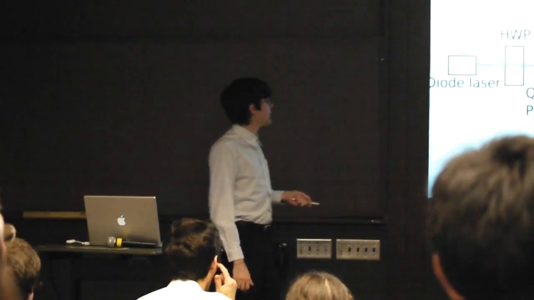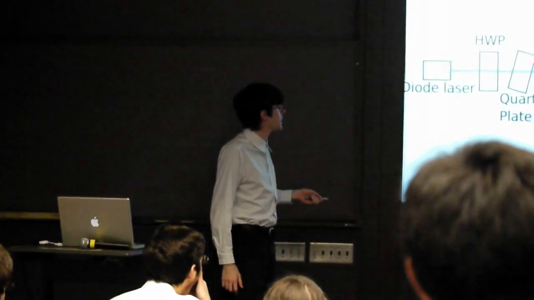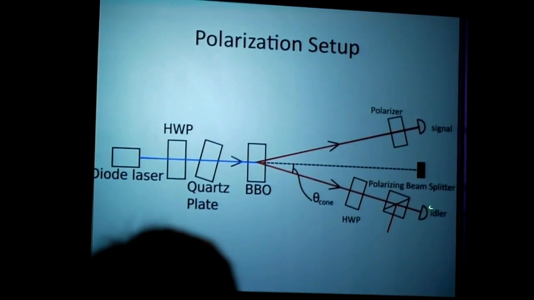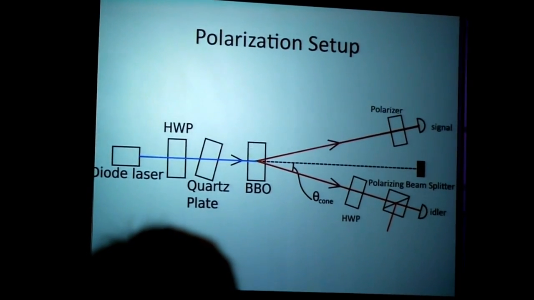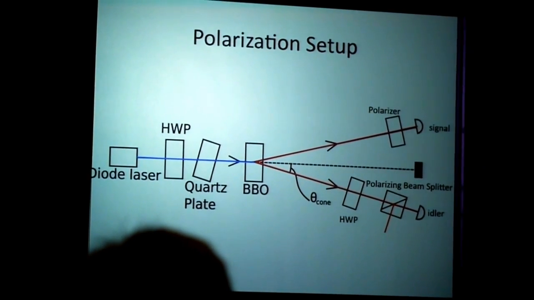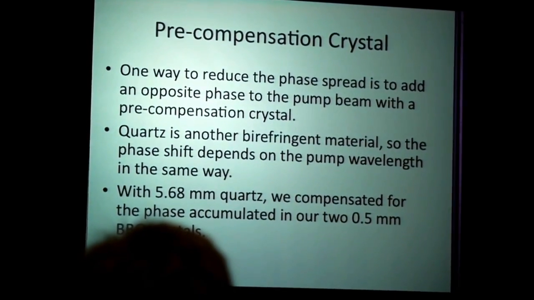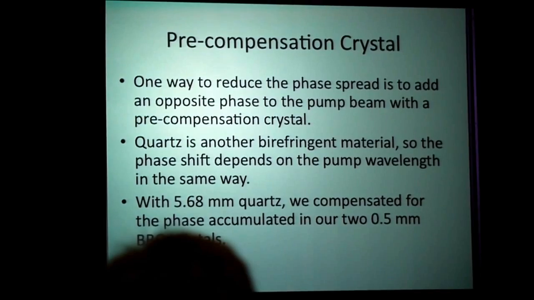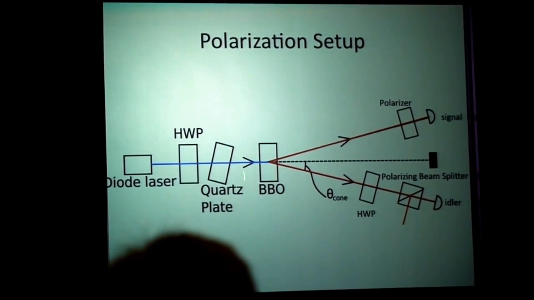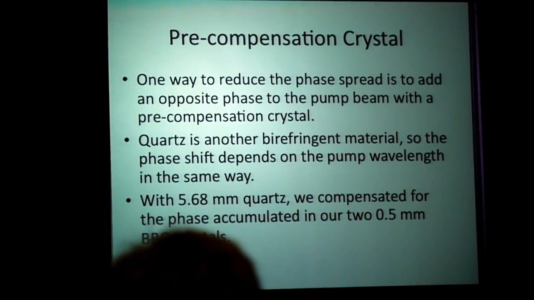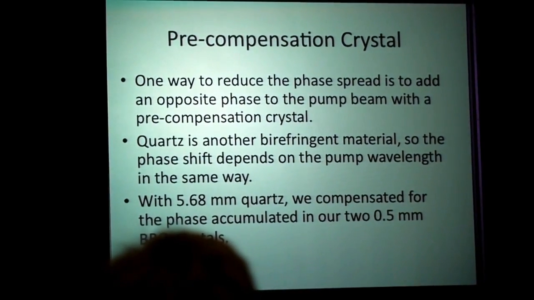So this is the setup we use to measure polarization correlations. So we have optics to prepare the right state, and then a down conversion crystal makes two signals, and then here we use a polarizer and the combination pathway with the polarizing beam splitter to measure the two polarization states. And so in order to correct the wavelength dependence of the spread, we add a pre-compensation crystal here, right between the quartz and the BBO, in order to add an opposite wavelength dependence phase.